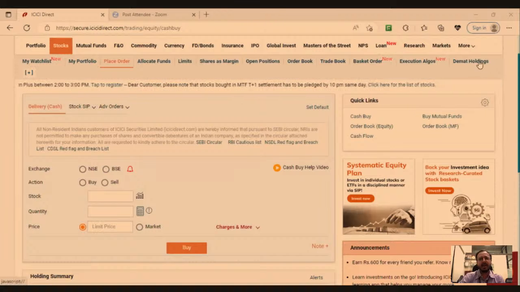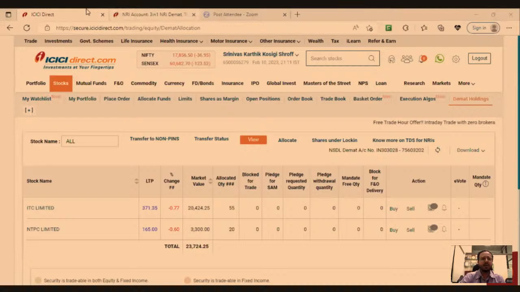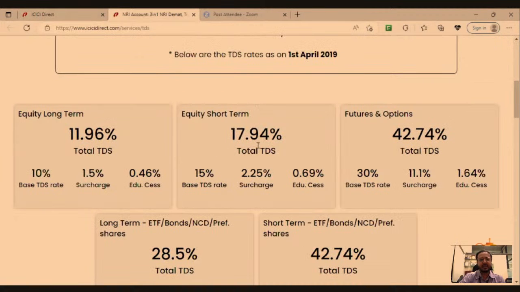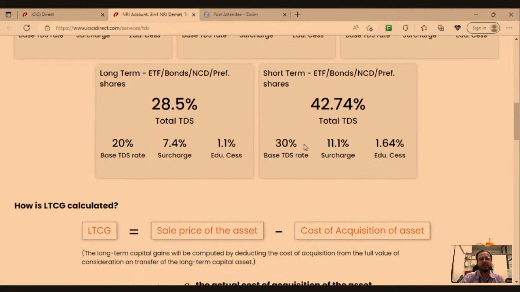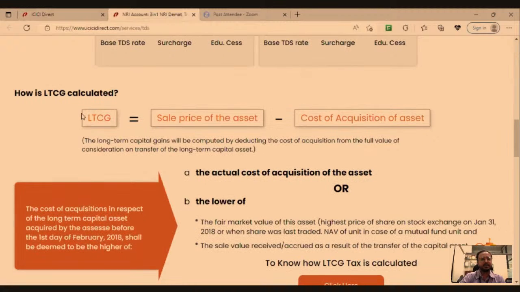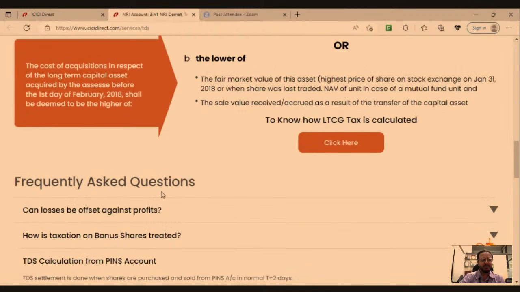You can go to the demat holdings, right? There is a section over here, know more about TDS for NRI. So if I click on here, it will redirect me to our NRI services page, which has all the tax related details over here. The tax that is calculated, and how is LTCG calculated, all sorts of Q&As, FAQs you will be able to find. I suggest if you go through this page, it will answer a lot of your questions out here.